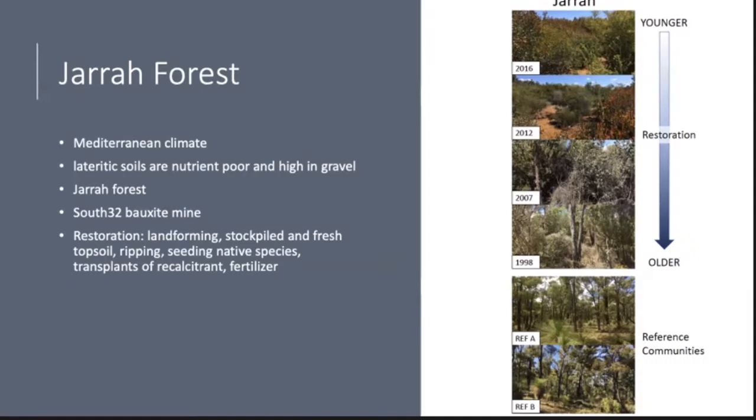So in this project, we want to separate the effect of distance and community similarity to be sure that it's the age of the site that is causing that increase in similarity and not the distance to the reference site.